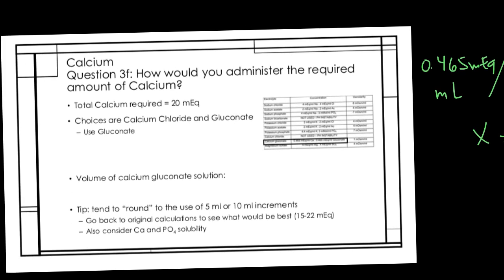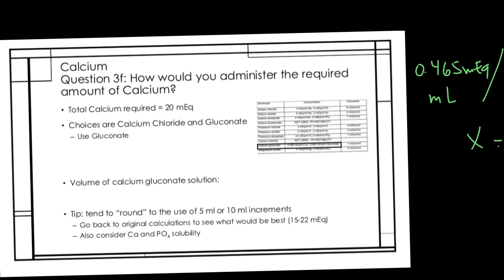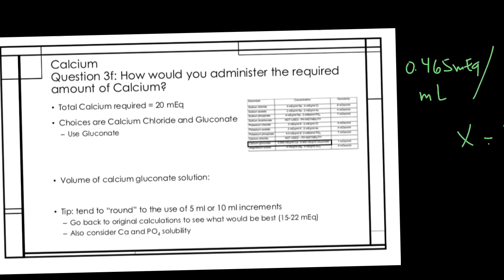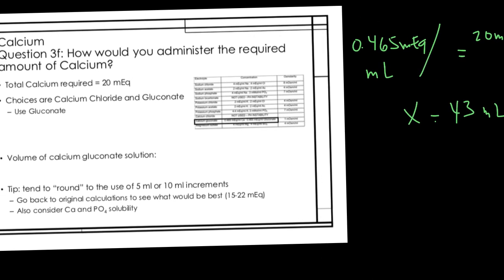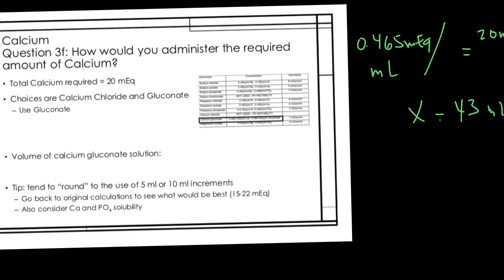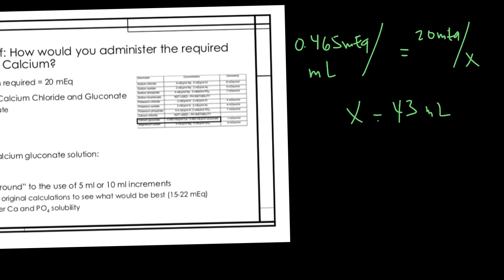Apparently we're rounding in 5 to 10 milliliter increments. So we could either do 40 or do 45. Take your choice. Also consider calcium phosphorus stability. Looks like we gave 18.6. So it looks like she picked 40 milliliters, which gave a concentration of 18.6.